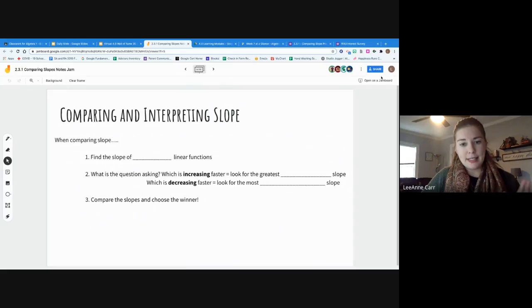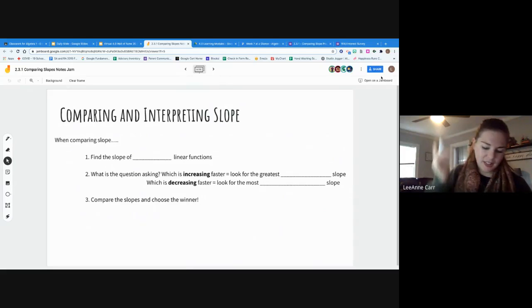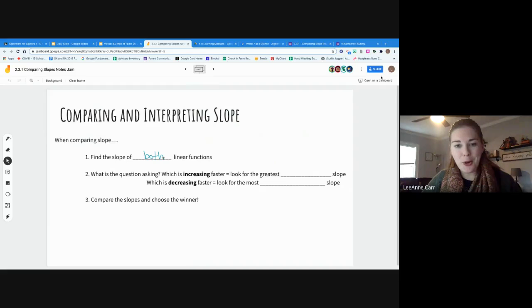Our whole I Can today was about interpreting and comparing slopes. So there are 3 basic steps when you're going to compare slopes. In order to compare, we actually have to have some data. So the first thing that we're going to do is find the slope of both functions. Okay, if we want to compare, we got to know what we're comparing. Then after we find the slope of both functions, we are going to go back and see, what is it actually asking me to determine? I'm going to ask you one of 2 things. I'm going to either ask you which one is increasing faster or which one is decreasing faster.